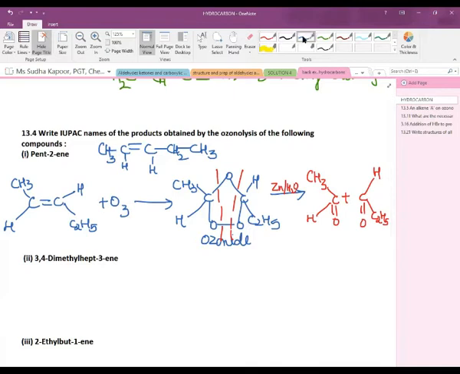So the further naming for it is also done. It is ethanal, and the third is 3-carbon aldehyde, that is propanal. So the two products are obtained here.